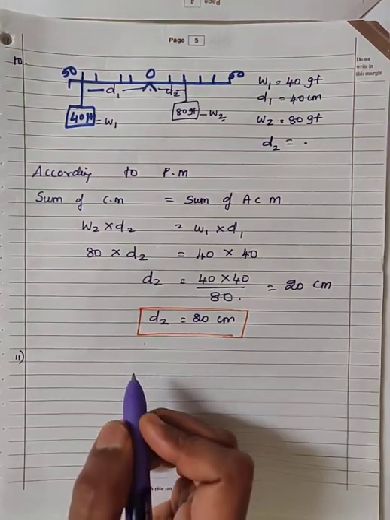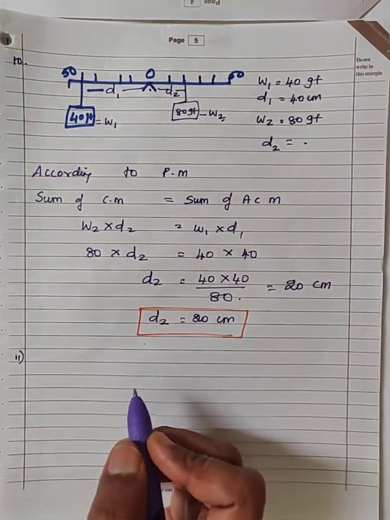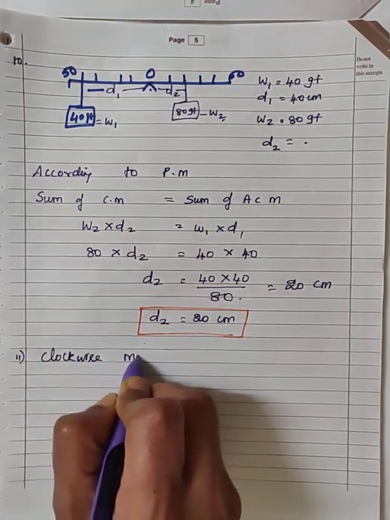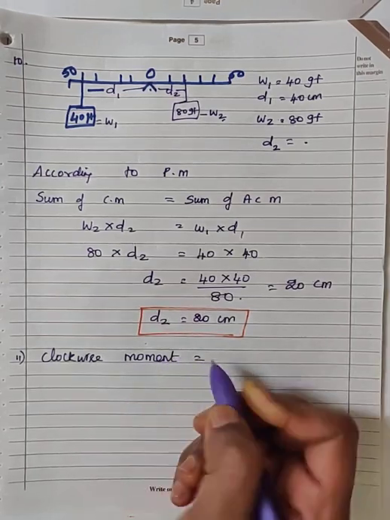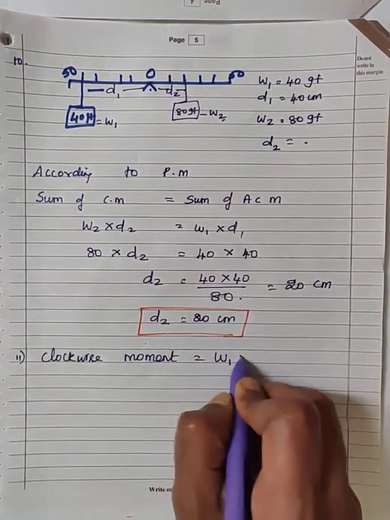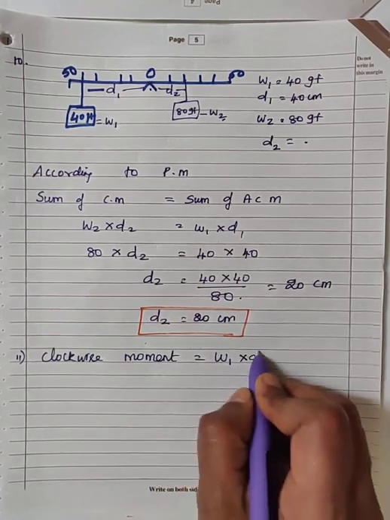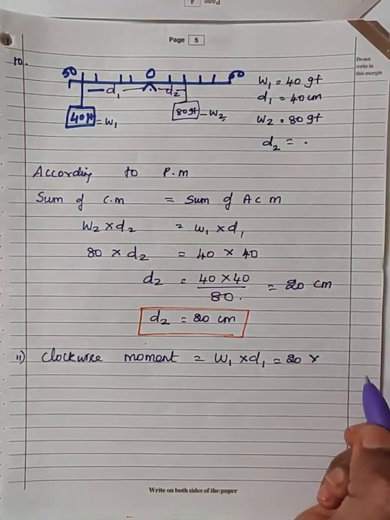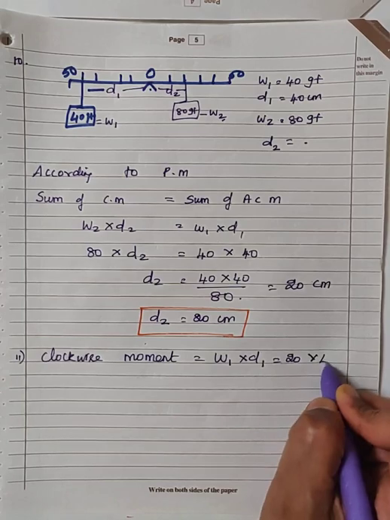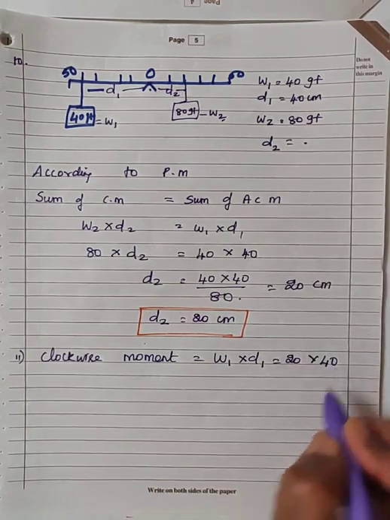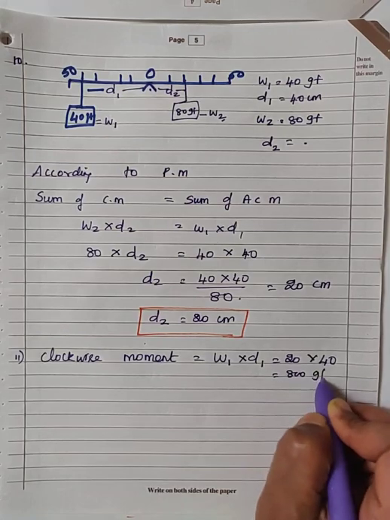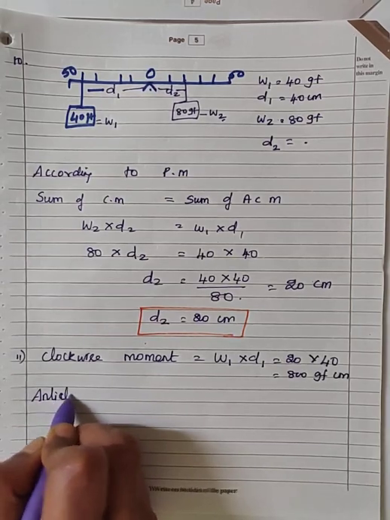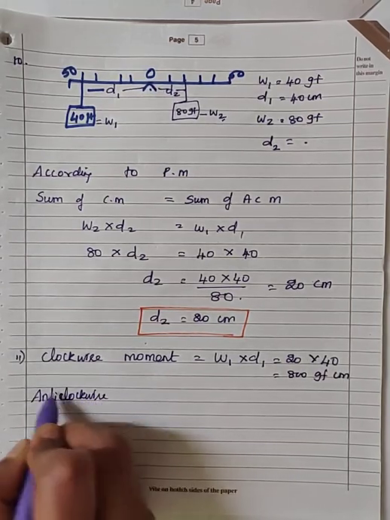So first we write here 20 gram force will produce clockwise moment. So I write clockwise moment is equal to, if I take the 20 gram force as W1 and the distance of separation from the point I take it as D1, W1 is equal to 20 gram force. 20 gram force is suspended at a distance of 40 centimeter from the pivoted point. So 20 into 40, which is equal to 800 gram force centimeter. Okay. Next I calculate anti-clockwise moment.